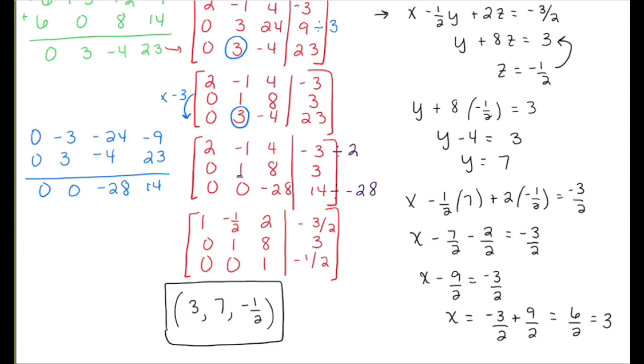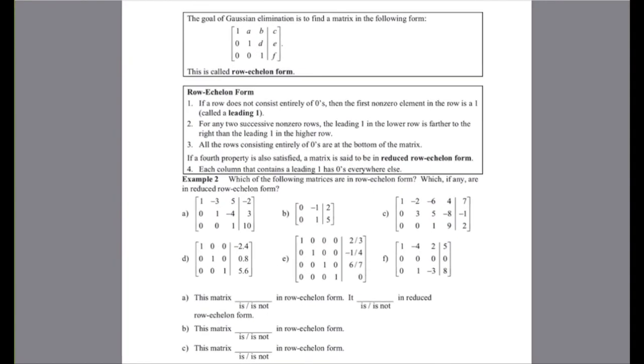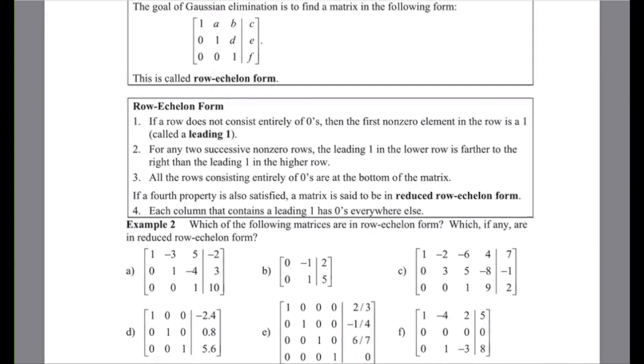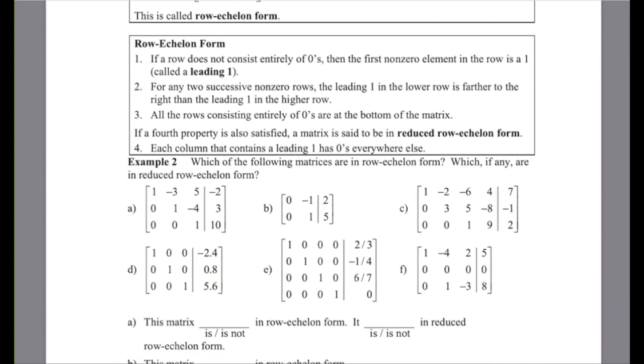So we do the same technique, just using matrices instead of equations. Kind of makes it a little bit simpler. The goal of our Gaussian elimination is to find a matrix that's called row echelon form, which we just discovered, where these A's, B's, C's, D's, E's, and F's were values. Okay, we know that it's in row echelon form if a row does not consist entirely of zeros. Then the first non-zero element in the row is a 1. This is called a leading 1.